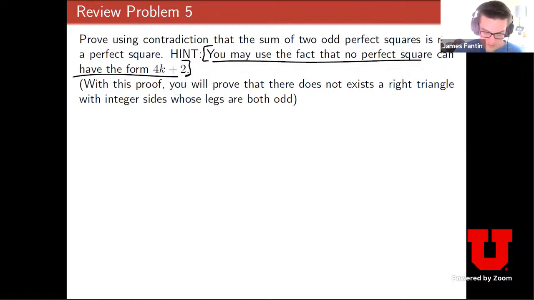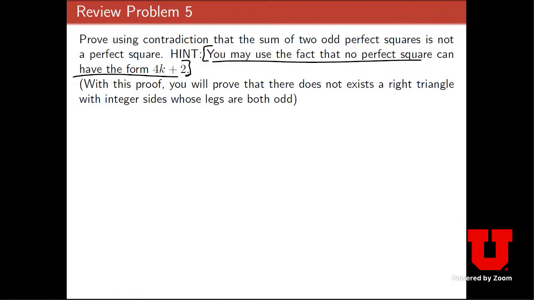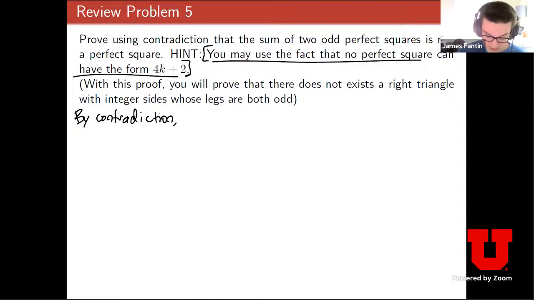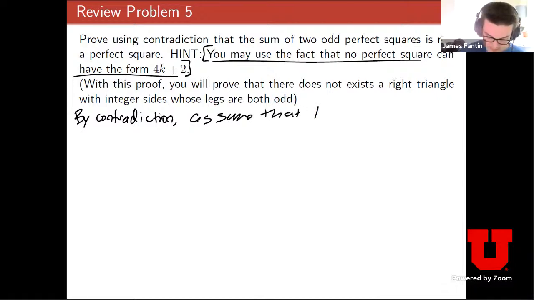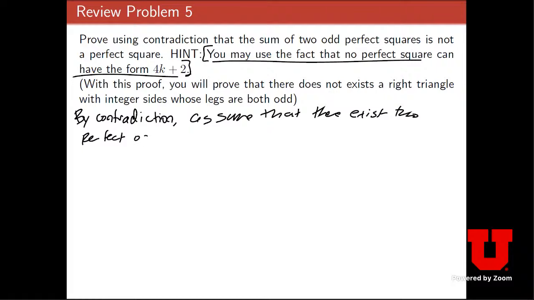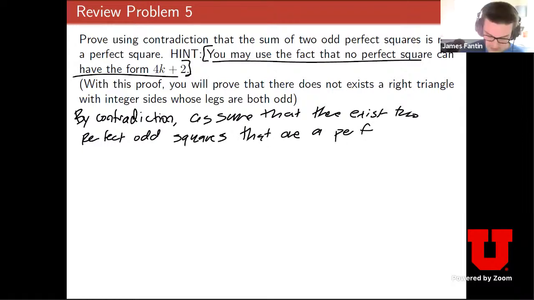Does somebody want to start us off? We've got a problem, and we're doing contradiction. So how do we start a contradiction proof? We say that we have 2 odd perfect squares that sum to a perfect square. Yeah. So by contradiction, we're going to assume that this statement is actually false, that there exist 2 odd perfect squares whose sum is a perfect square.